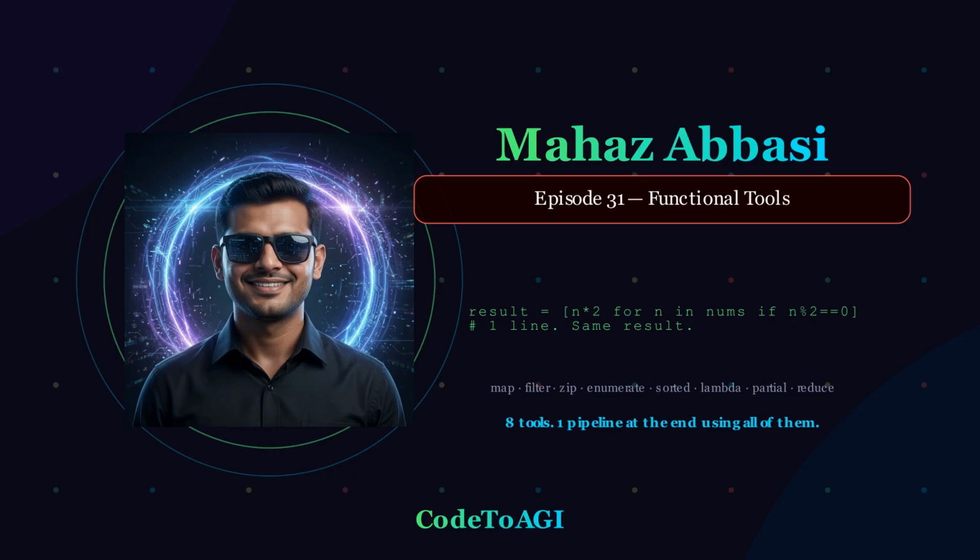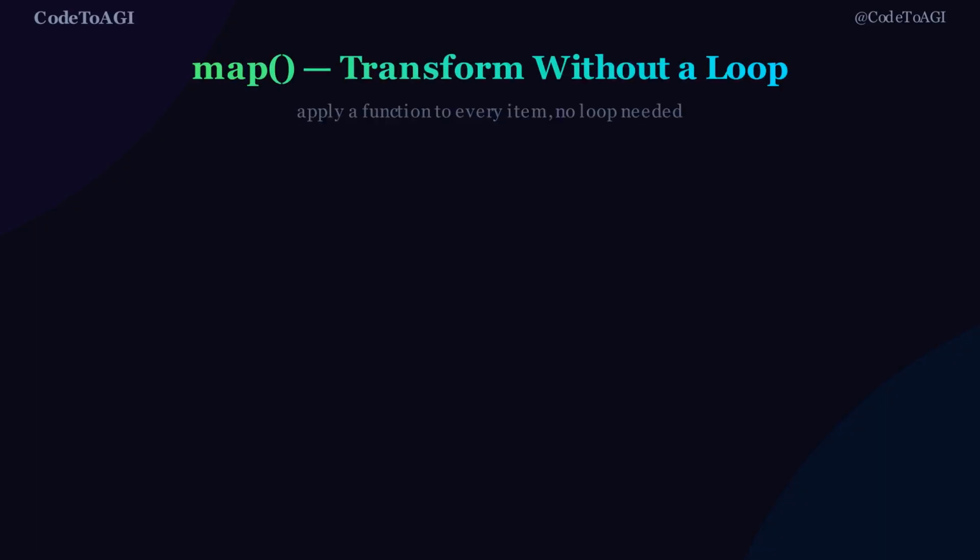Ay majas. This is episode 31, Functional Tools. Map, filter, zip, enumerate, sorted with a key, lambda, partial, reduce, 8 tools. 1 pipeline at the end that uses all of them. By the end of this video, your for loops are going to look very different. Let's go. Let's start with map.